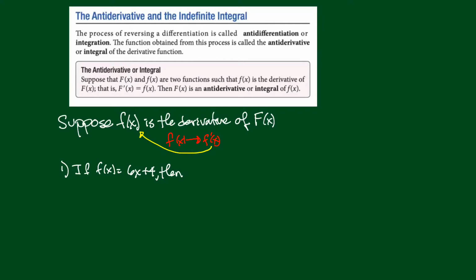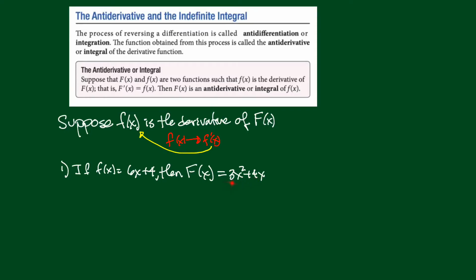So for example, suppose that this is the derivative of some function. We're letting f of x be the derivative because that's the one we're working with, so we'll just call it f. So suppose that 6x plus 4 is the derivative of some function. What is that function? Well, here's a possibility. That function, which we denote with a capital F, could be 3x squared plus 4x.